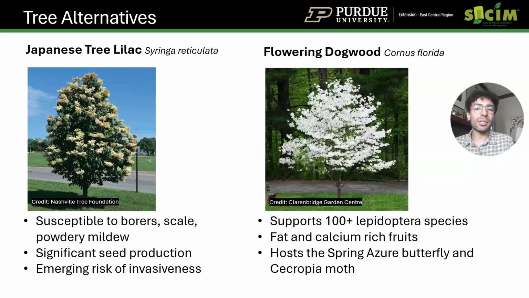A really good replacement for this is the flowering dogwood. This is another species that's going to support a lot of your moths and butterflies, being a host plant. So those caterpillars can pupate on these native species, whereas they're not going to be able to do that with non-natives like Japanese tree lilac. The fruits are also really beneficial to birds. There's a really high fat content that's a great source of energy for birds that are migrating in the fall. Some of the species that it hosts are the spring azure butterfly and Cecropia moth.